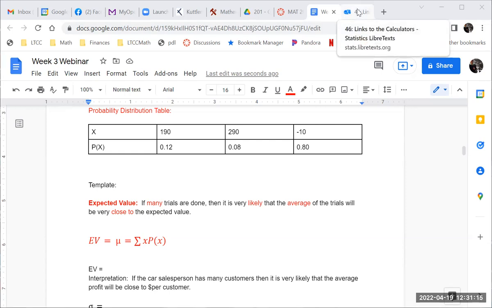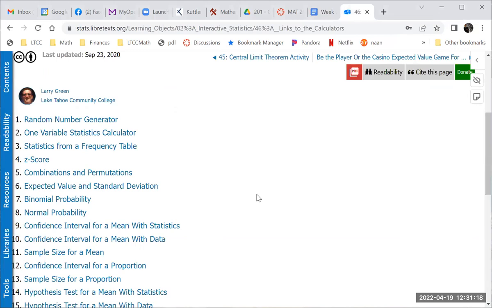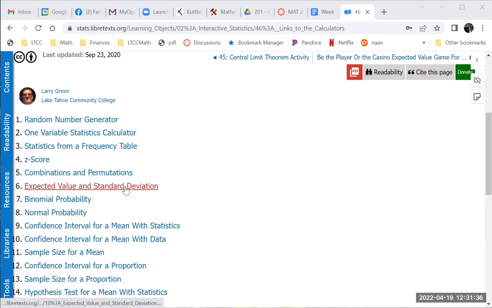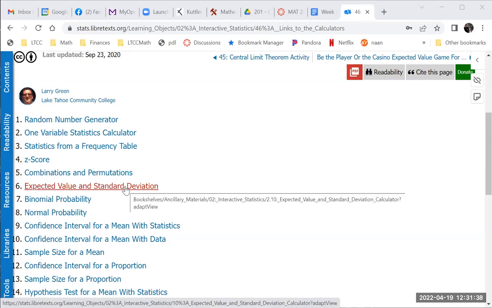I also tried to make my calculator very easy to figure out what you need to do if you know what you're supposed to do. So what number do you think I need to go on the calculator? 6. Yep, number 6. So expected value and standard deviation. I tried to make all the titles words, which is very different than a handheld calculator. It's never going to have words like that on the keys, so they'll just have like EV or something. So it's expected value and standard deviation.